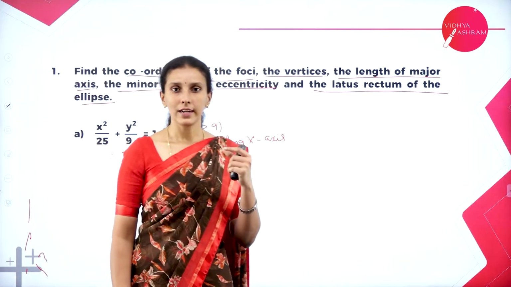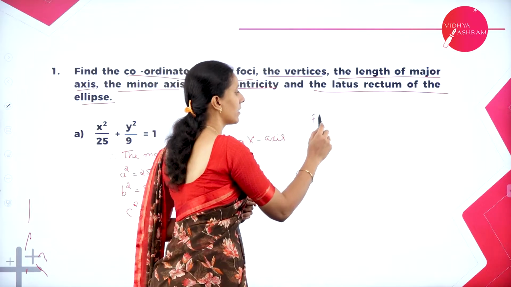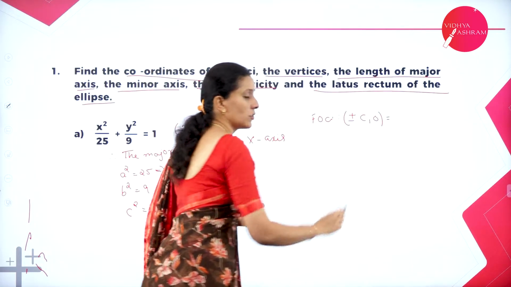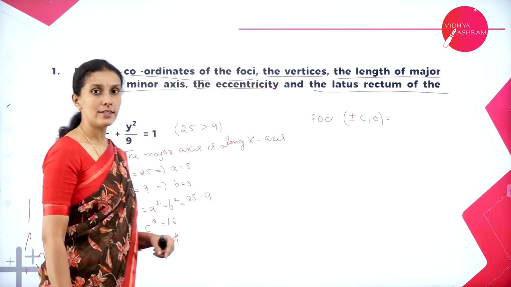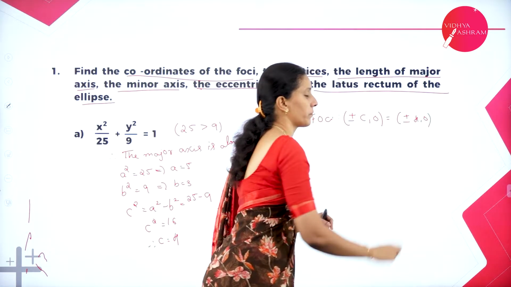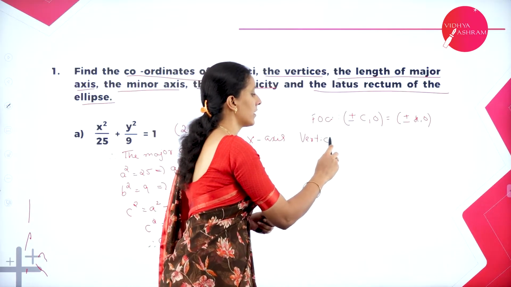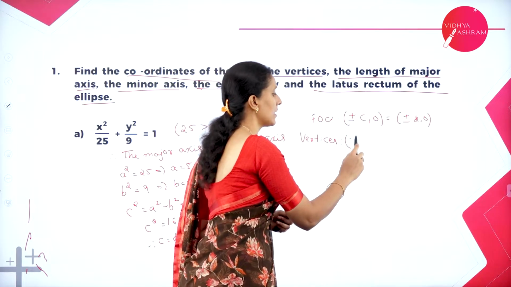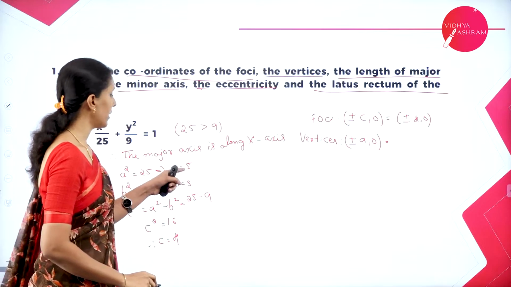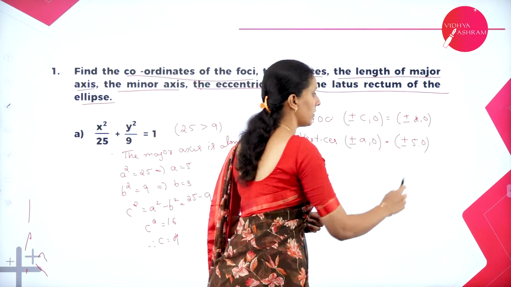Now, since the foci and vertices lie along x-axis, I can write the foci as plus or minus c comma 0. So, what is the value of c we have here? It is 4. So, therefore, it is plus or minus 4 comma 0. Next, we will write the vertices. Vertices on the x-axis can be written as plus or minus a comma 0. What is the value of a we have? It is 5. So therefore, the vertices are plus or minus 5 comma 0.